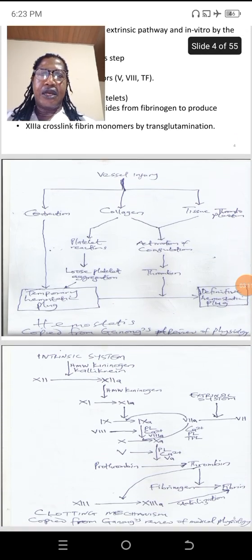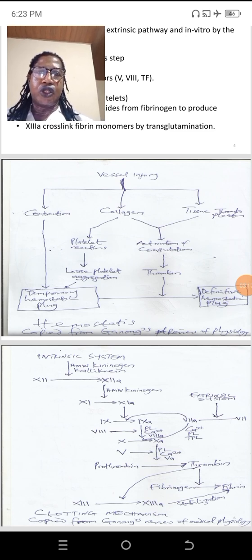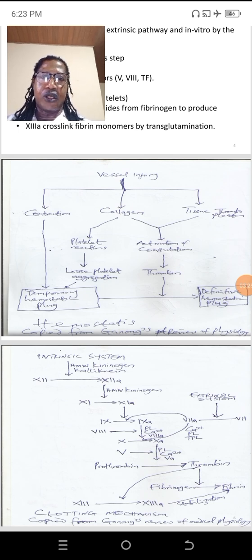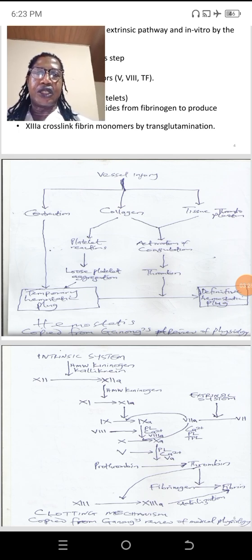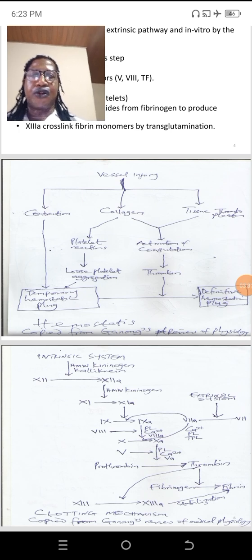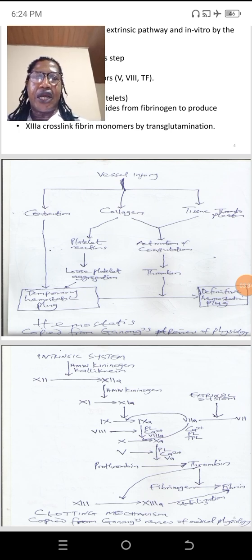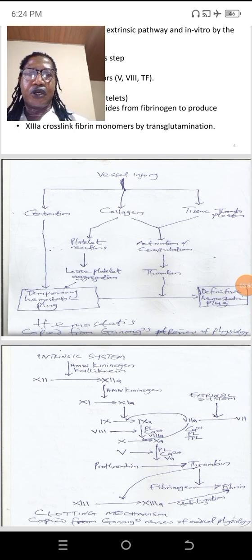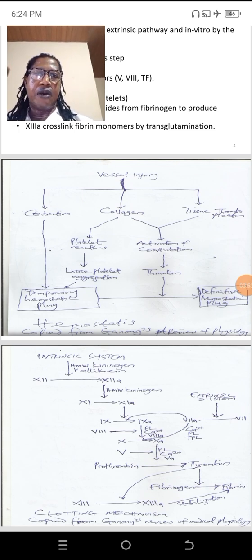Now look at this. With vessel injury, first there will be vasoconstriction, then there will be exposure of collagen, and with the exposure of collagen, you have platelet reactions, then activation of coagulation going ahead simultaneously with platelet activation, platelet reactions. Then under the platelet reactions, you have the formation of a loose platelet aggregation, that is from binding of the different platelets by fibrinogen. And then you have the formation of a temporary hemostatic plug.